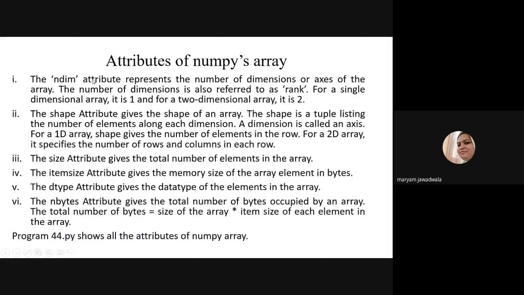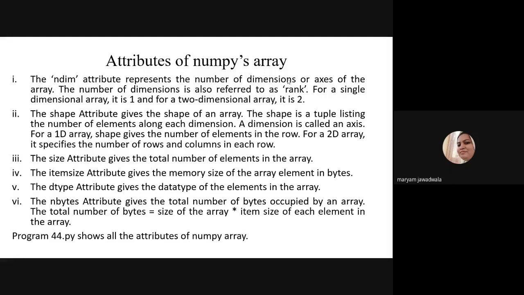So let us first discuss the attributes of the NumPy array. So the first attribute is ndim. So what do you mean by the ndim attribute? The ndim attribute represents the number of dimensions. As the name suggests, n means number, dim means dimension. So the ndim attribute represents the number of dimensions or axes of the array, right? And the number of dimensions is nothing but the rank. You know, in mathematics, the number of dimensions of an array is nothing but the rank.